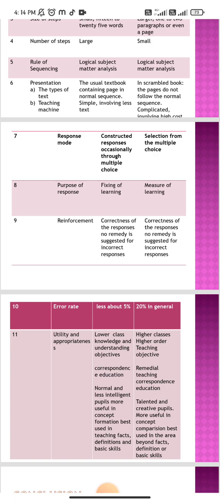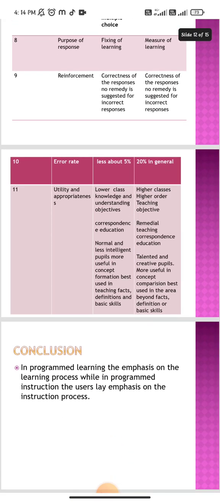Reinforcement. Linear: correctness of the response, no remedy is suggested for incorrect response. In branched: correctness of the response, and remedy is suggested for incorrect response. Error rate. In linear, less, about 5%, branched 20% in general.